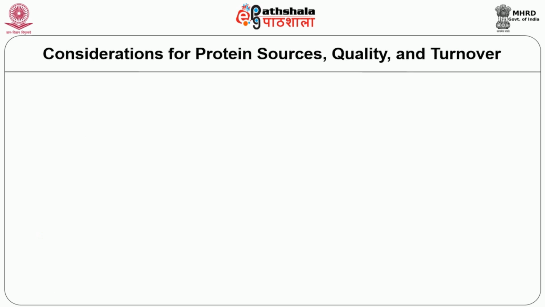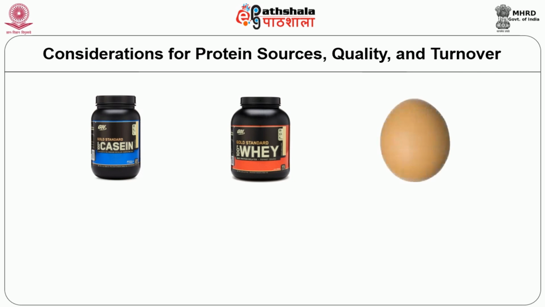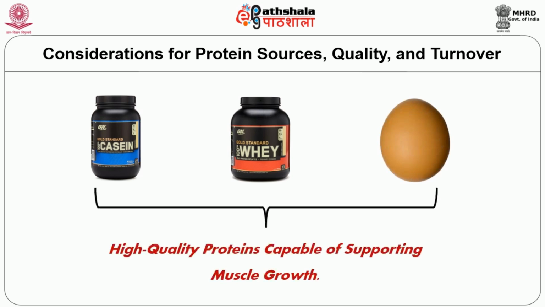Considerations for protein sources, quality and turnover. Casein, whey and egg are all high quality proteins capable of supporting muscle growth. As I have mentioned earlier, milk contains two proteins, that is casein and whey, whereas egg protein is predominantly an albumin, and because these are high quality proteins, they are capable of supporting muscle growth.